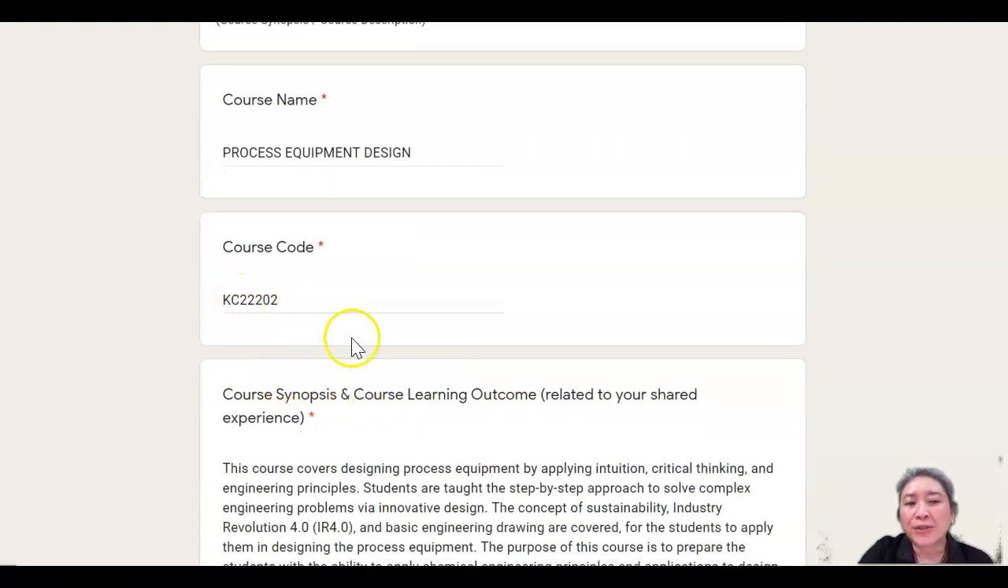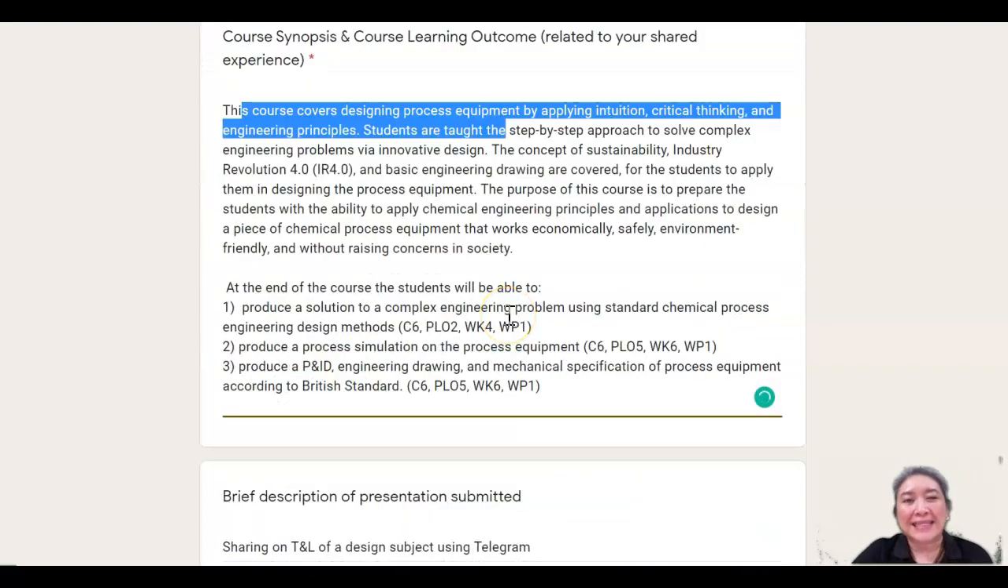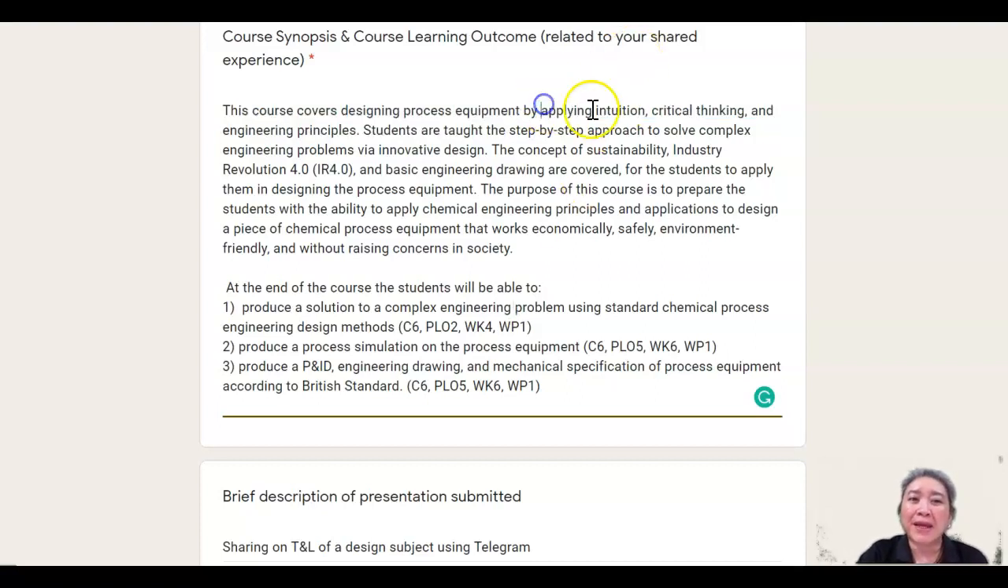Course code is KC22202. What this course does is teach second-year students how to do some basic design before they go to their final year. Over the years, we realized that by the time the students reach the final year, they are lost and overwhelmed with the amount of work and design skills they need to have immediately. So this course covers designing process equipment by applying intuition, critical thinking, and engineering principles.